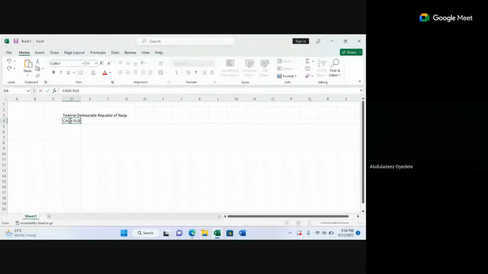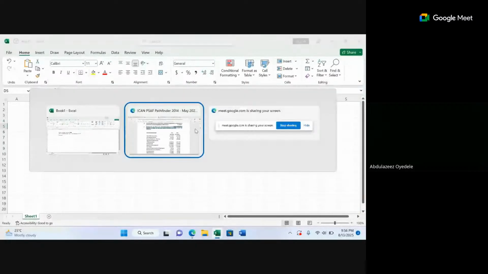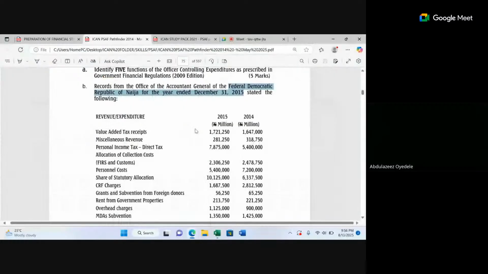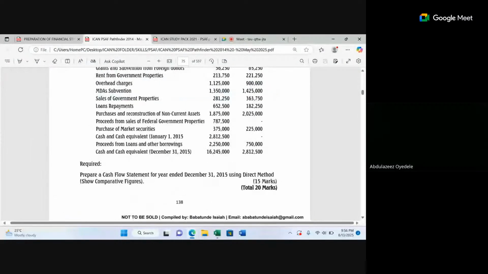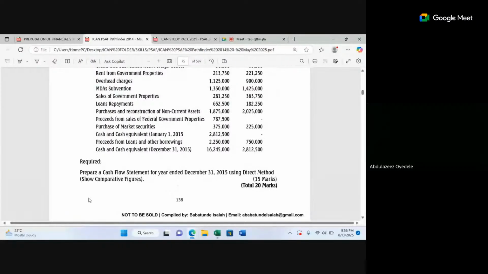Cash flow statements for the year ended December 31, 2015. Okay. And also, if you check the question, we said we should show comparative figures. If you see the end of that question very well, this is very important. These are little details that are important for you.